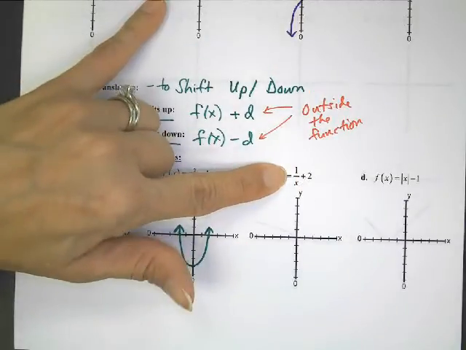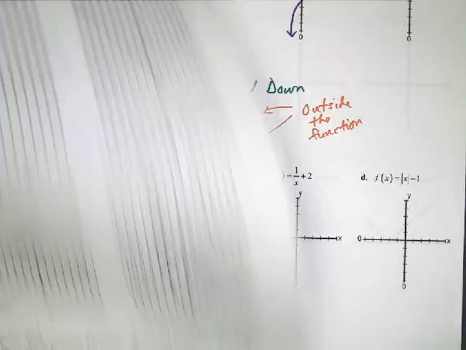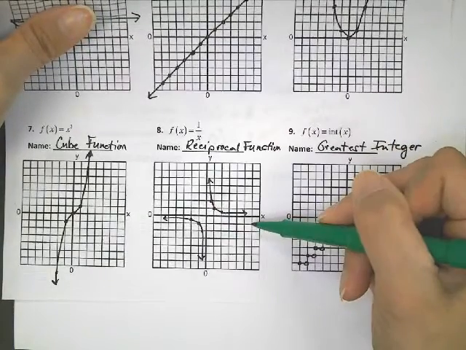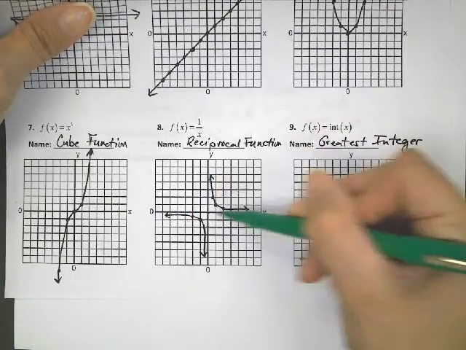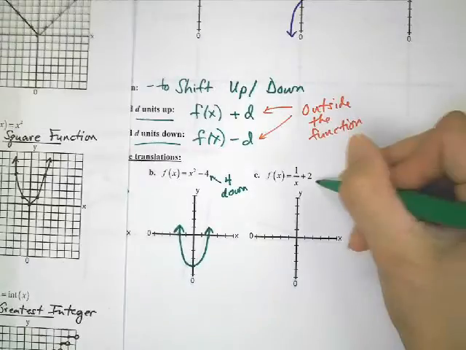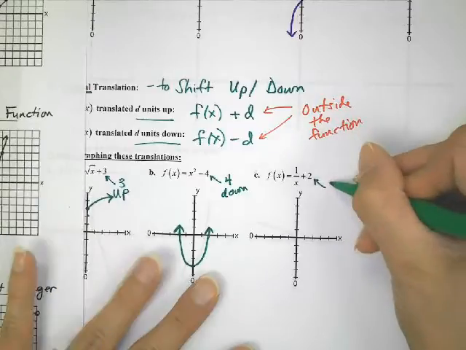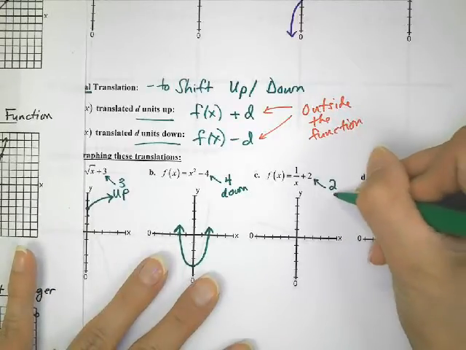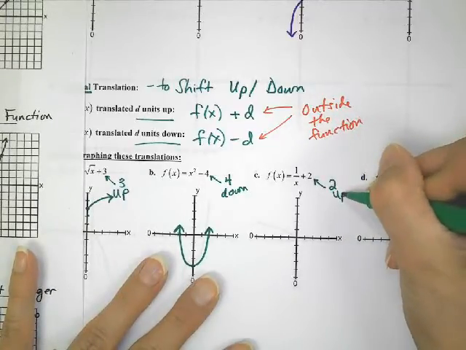1 over x, we haven't done one of these yet. 1 over x is the reciprocal function. It has asymptotes on the x-axis and the y-axis, except there's a 2 here, and that's 2 units up.